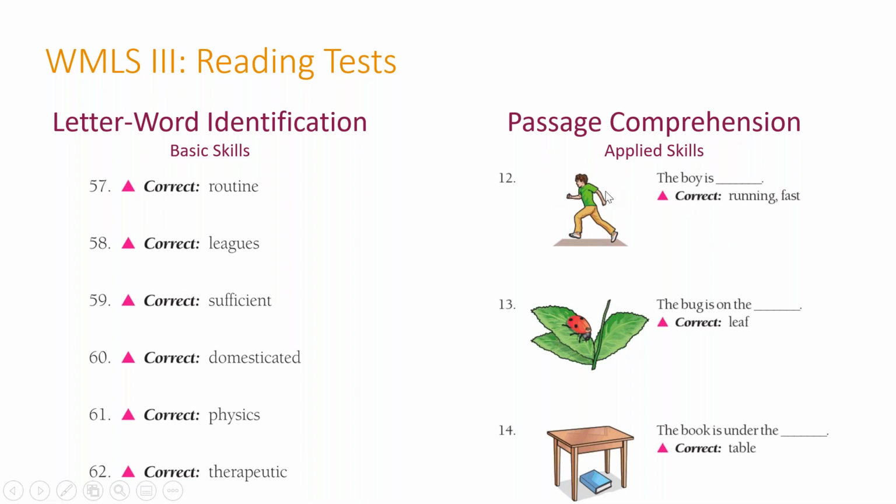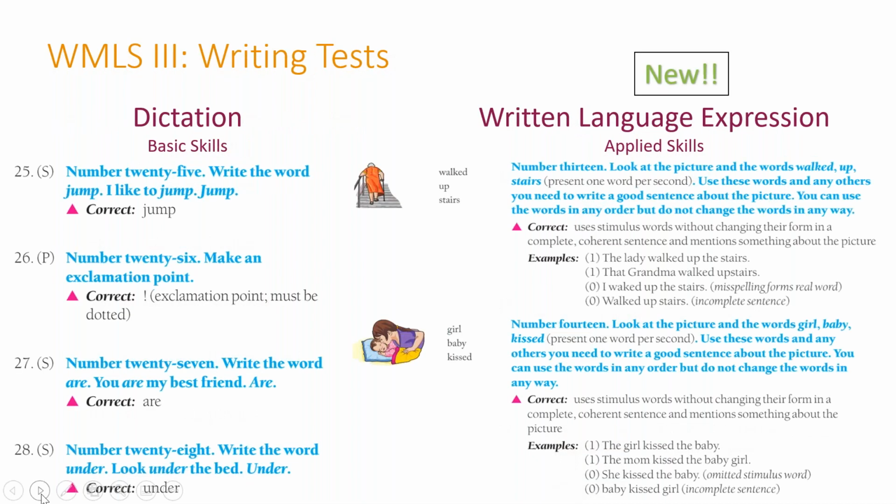And again, they have to be able to read the statement and then provide a word that goes into the blank. So these are very, very similar to the WJs. And then finally, the writing test for the basic skills is dictation. This one I like because it does give you spelling words as well as punctuation.